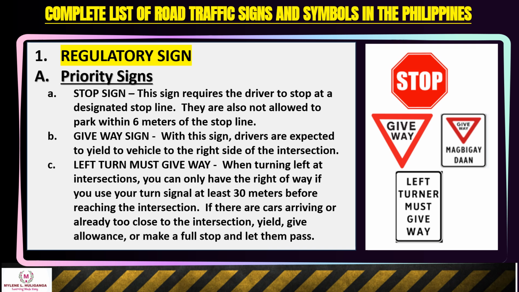Give way sign. With this sign, drivers are expected to yield to vehicles to the right side of the intersection. Left turn must give way. When turning left at intersections, you can only have the right of way if you use your turn signal at least 30 meters before reaching the intersection. If there are cars arriving or already too close to the intersection, yield, give allowance, or make a full stop and let them pass.